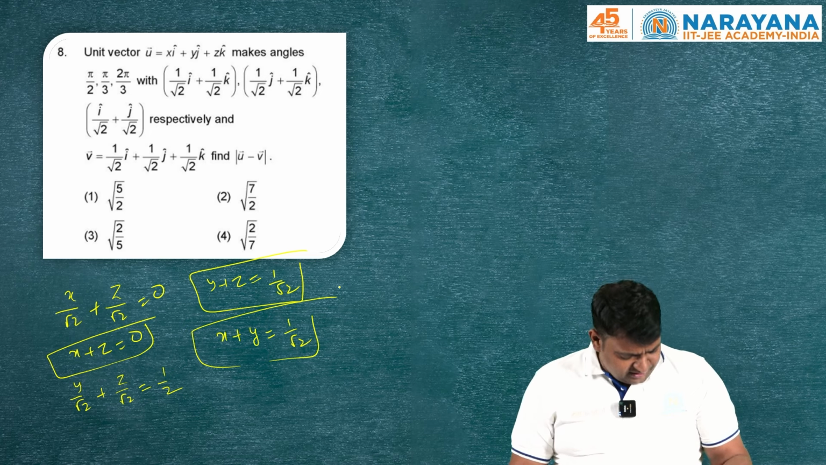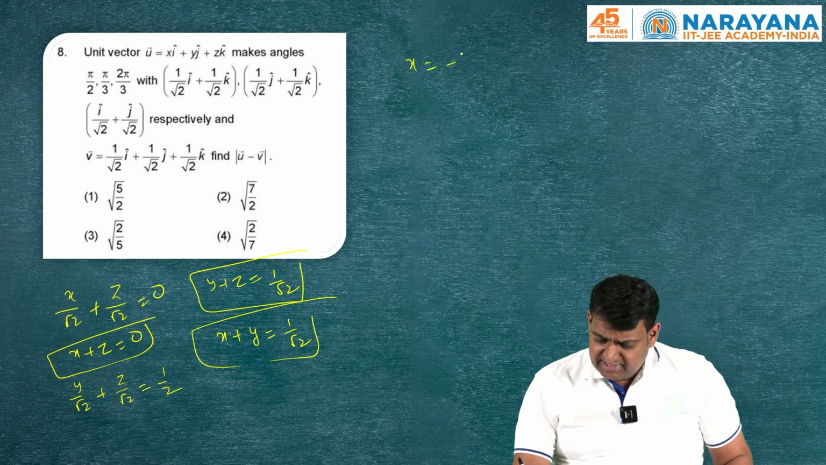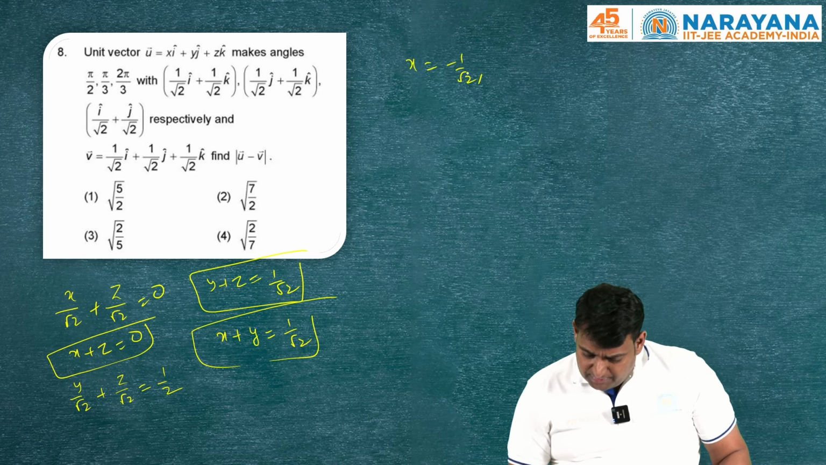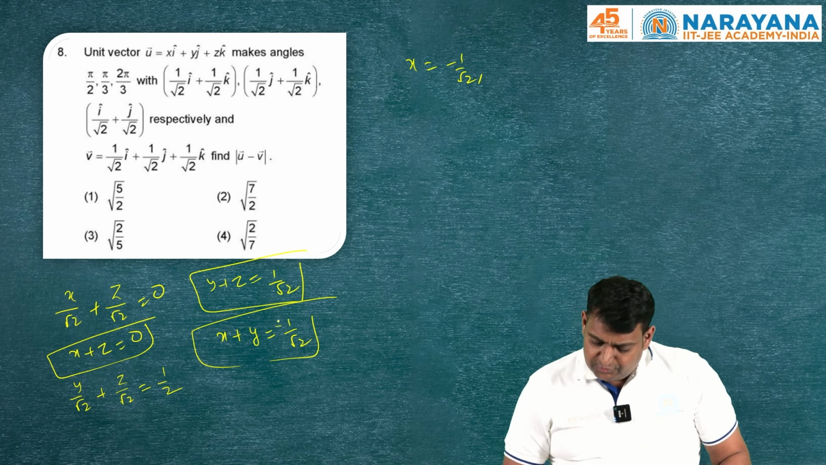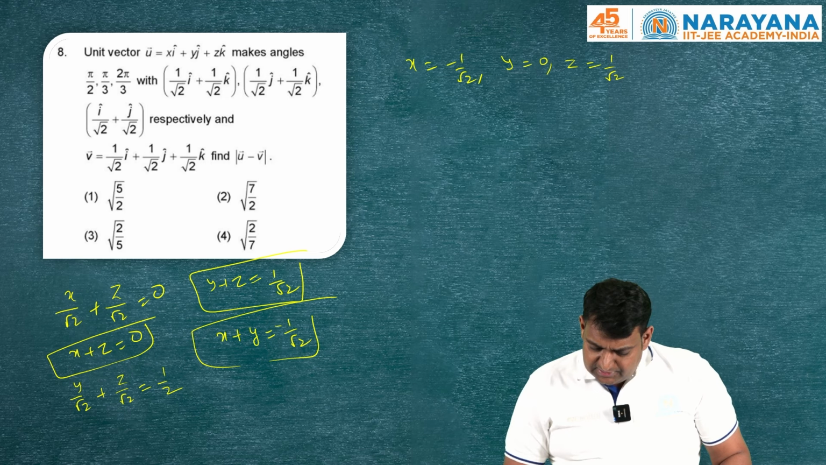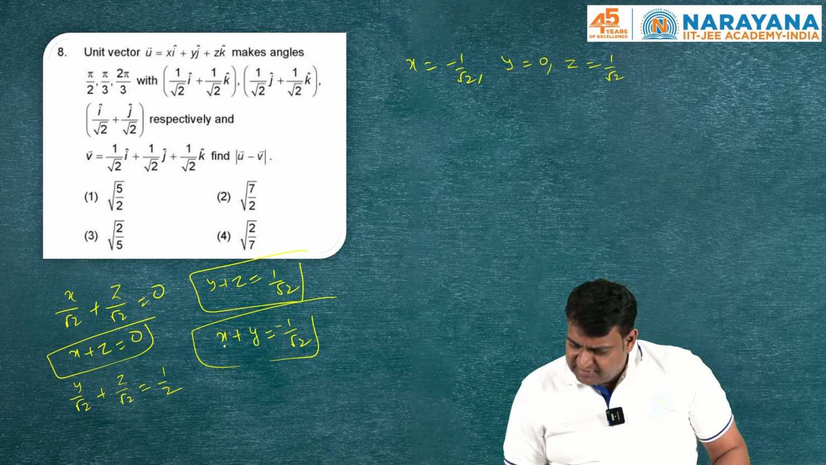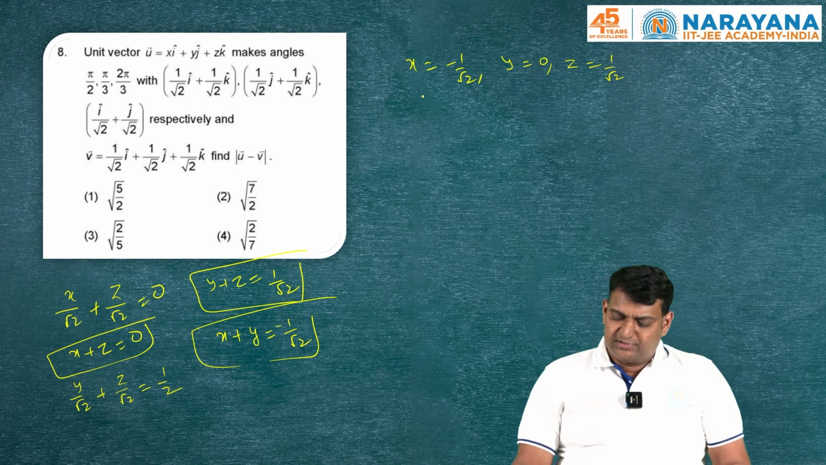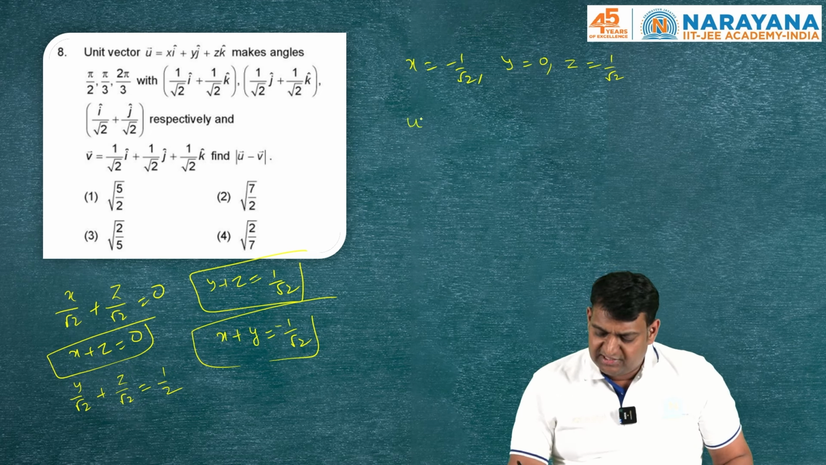Now it's very simple, 3 equations, 3 unknowns, you do the calculation part, it's a very simple problem. Solve, and you will get X as minus 1 by root 2, Y is 0, Z is plus 1 by root 2. I have already done the calculation part. Please check it once. This one is satisfied, Y plus Z satisfied, X plus Y satisfied. So now you have the X, Y, Z values, which means you have the vector U. What is the vector U? Minus 1 by root 2 i, Y is 0, plus 1 by root 2 k.